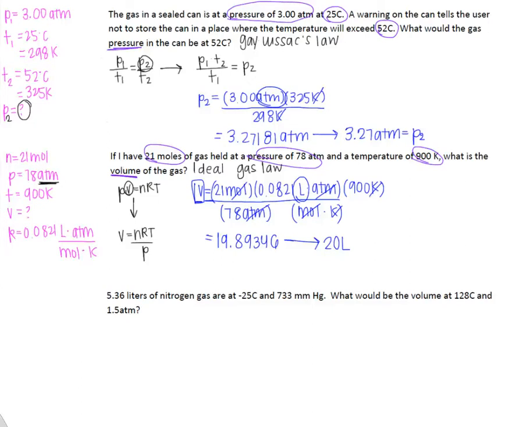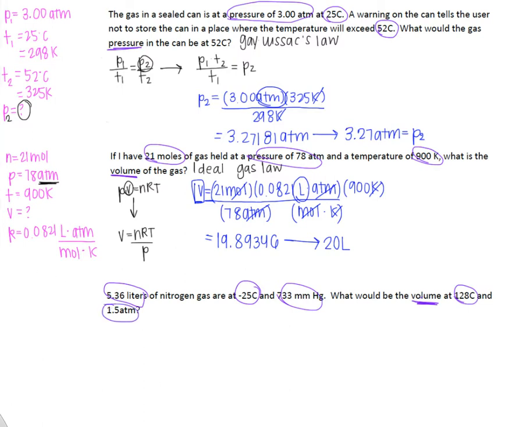Okay, this is going to be the last example that we do for this particular section. Reading that third problem, again, go and highlight all the information that you're given to determine which formula you're going to use. So I have 5.36 liters of nitrogen gas at negative 25 degrees Celsius and 733 millimeters of mercury. What would the volume be? That's what's being asked at 128 degrees Celsius and 1.5 atm.